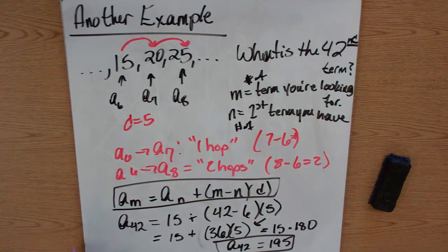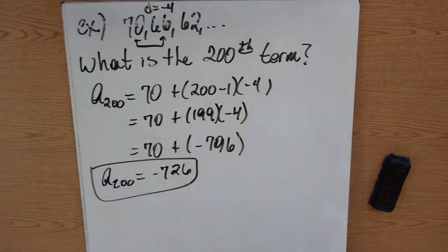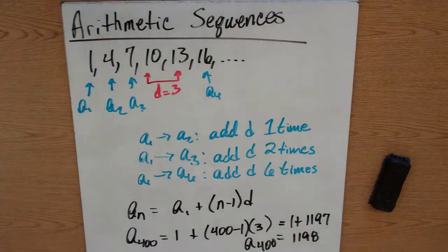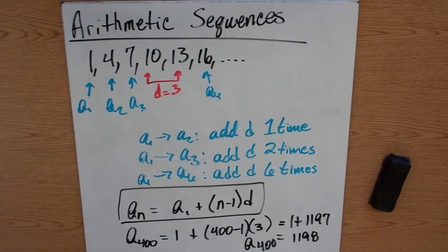All right? The second formula you should have written down is this one. A sub N, which again, N is the number of the term you're looking for, equals your first term plus the number of the term you're looking for minus 1 times the difference. All right? So make sure you have those two formulas written down and make sure you know how to use them.